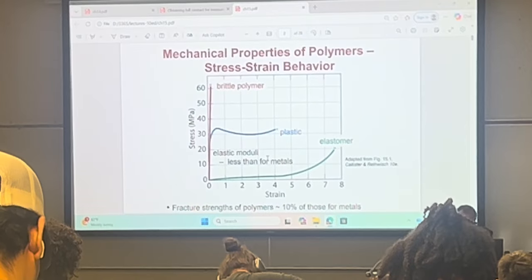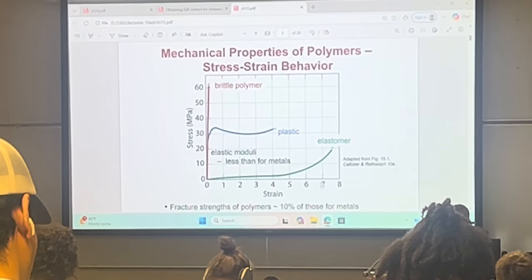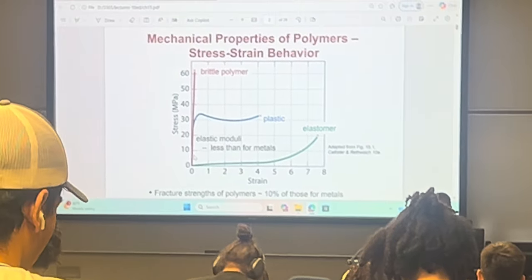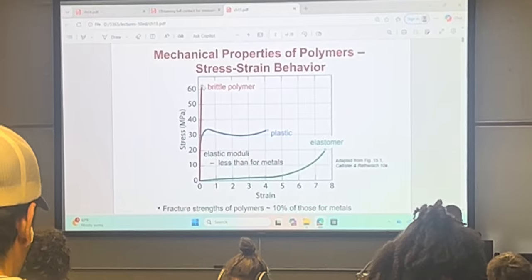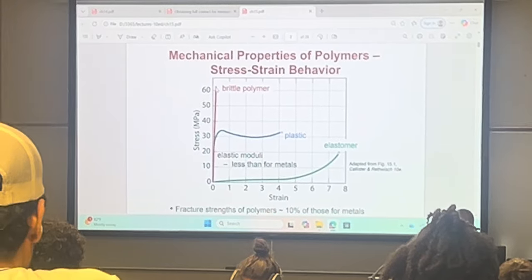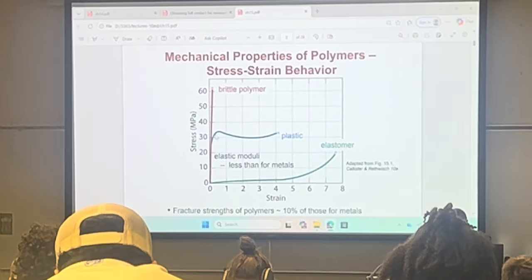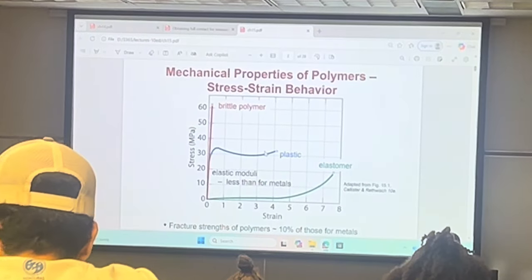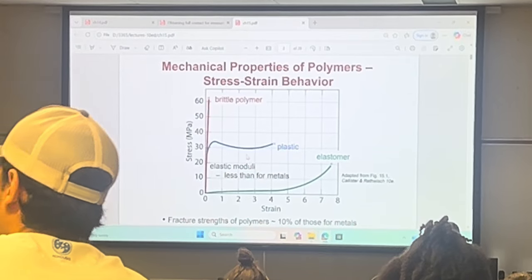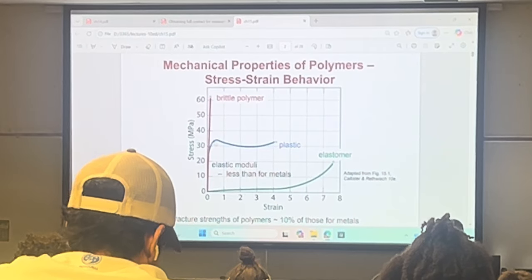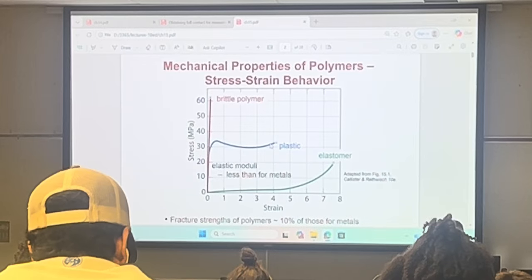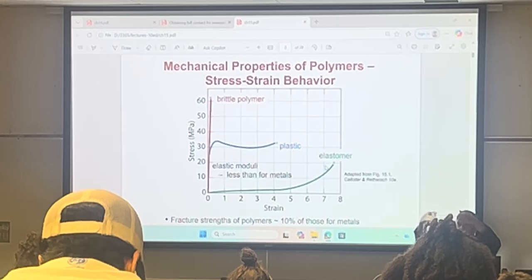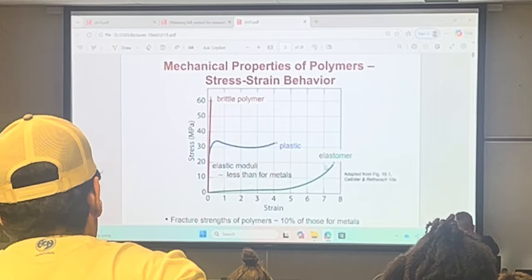But okay, let's go back to these properties. This is stress versus strain. And even though those are polymers, they can be brittle polymers, right? They can behave like glass. They can be plastic. So it's not exactly like metal, but the characteristic of the stress strain curve is like a metal because it yields. Or it can be an elastomer, like this, nonlinear elastic solid.